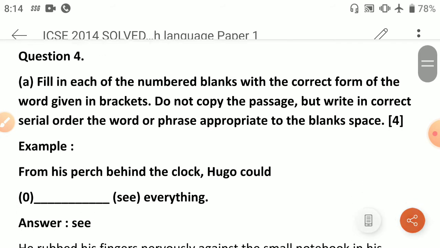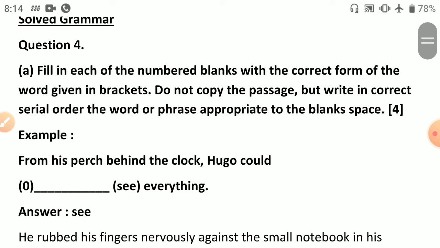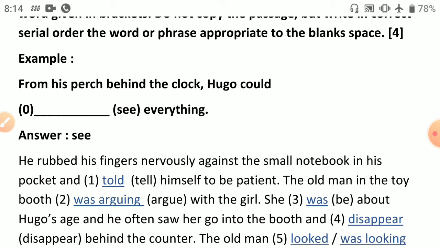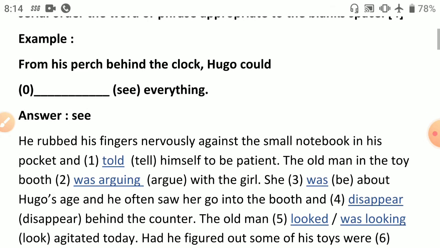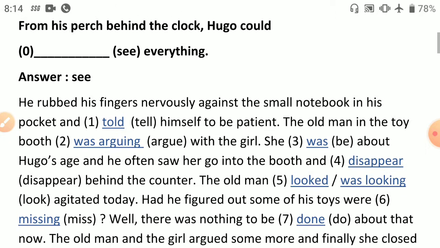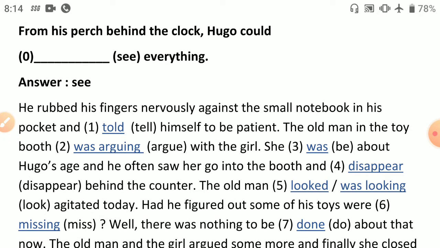So let's get started. It is the first question in the grammar section. We have the tense, and there will be a cue which you have to understand, how the sentence is going to go ahead, whether it is in past tense, present, future, or a mix of all the tenses. As we can see in the example, from his perch behind the clock, Hugo could see everything. Here is an indication it's in past tense, because Hugo could see everything.